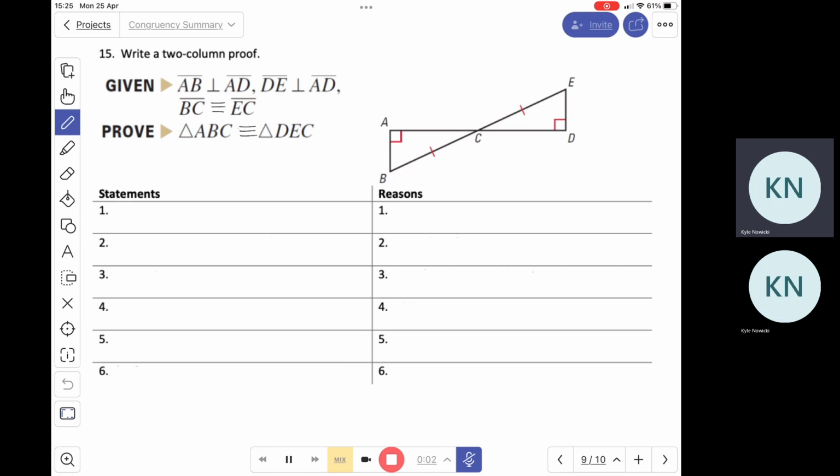Let's have a look at another one. Now, my advice, don't get caught just because you see a right angle to think we're going to do RHS. It doesn't always happen like that. So let's have a look.